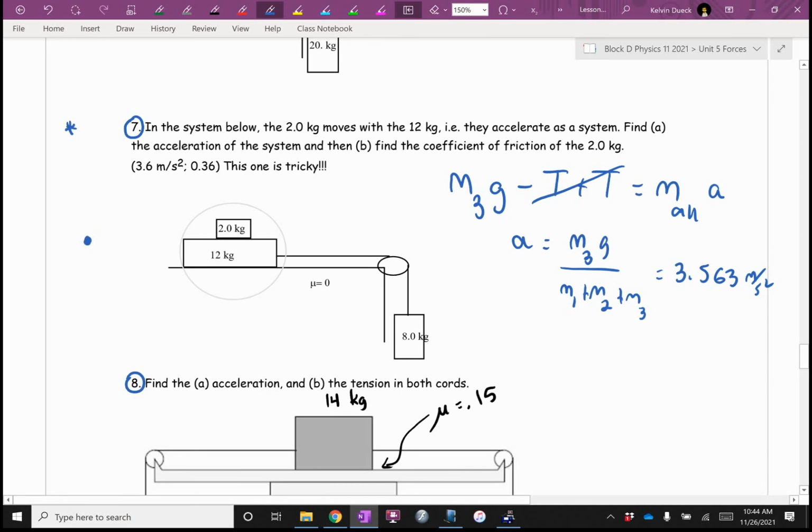What are the forces acting on the 2? Get the obvious one. Please, people, get the obvious one. I'll call it M1G. I probably would have called the 2 mass 1 because it sort of appears first. Normal force. What else? Which way is the 2 accelerating?